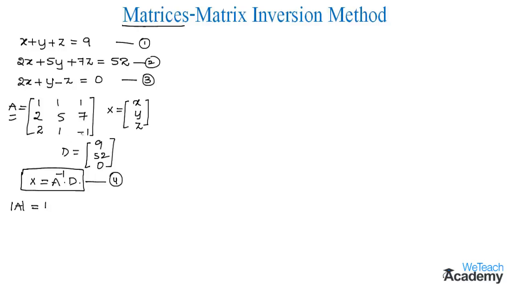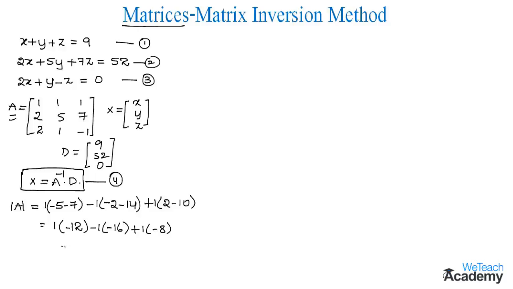So using the same procedure, we get here 1 into minus 5 minus 7, and the next element, minus 1 into its minor, which is minus 2 minus 14, plus 1 into 2 minus 2 into 5, which is 10. So this value is equal to 1 into minus 12, minus of minus 2 minus 14, which becomes minus 16, plus 1 into 2 minus 10, which is minus 8. So this will be equal to minus 12, then minus 1 into minus 16, which becomes plus 16, and by multiplying we get minus 8.